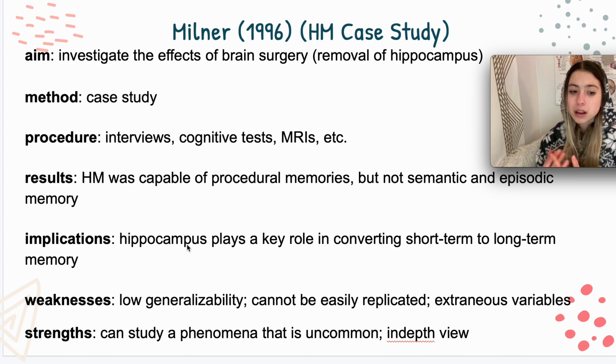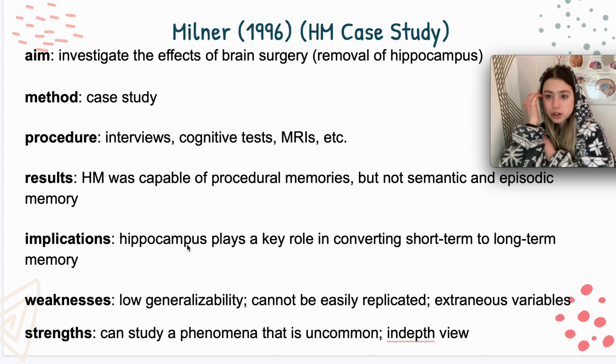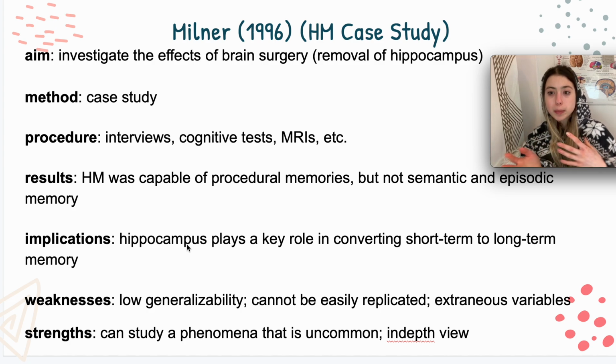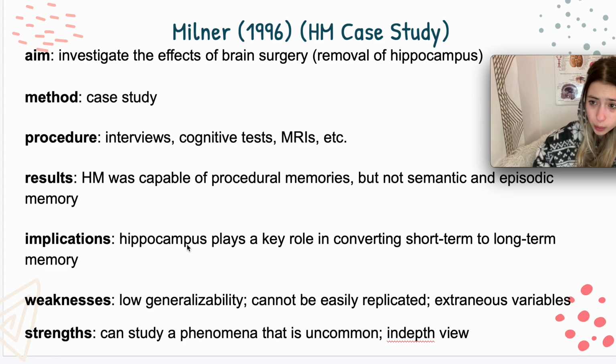And it's not a common thing to have your hippocampus removed, so inherently, it's not going to have a very high likelihood to happen. And also, this cannot easily be replicated, obviously. And there are many extraneous variables. There are so many different parts of the case study that weren't necessarily taken into account or couldn't be controlled, like his diet and any external factors that could have inhibited him at all. So that is definitely a weakness of this study.